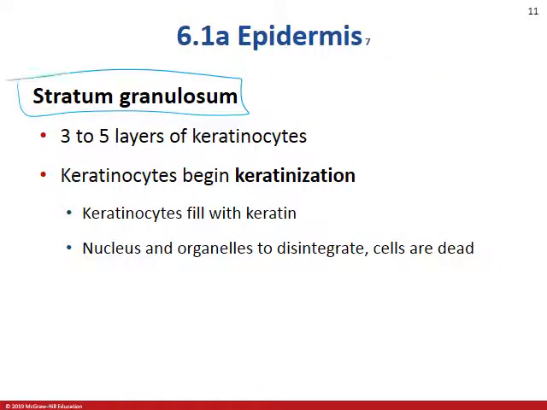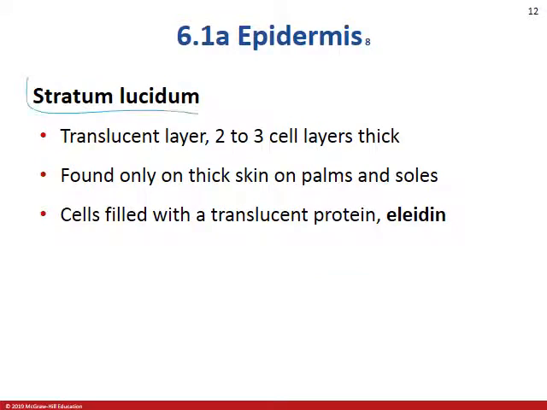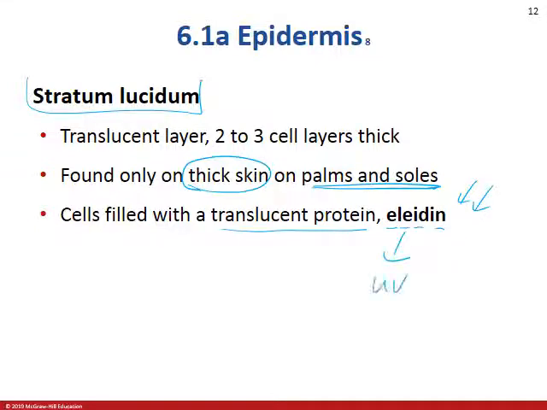Next up, we have stratum granulosum. These are still keratinocytes. They begin producing tons of keratin, and when the keratin fills, you'll see the nucleus and the organelles start to break down. Stratum lucidum is the next layer up. This is superficial to the stratum granulosum, and this is found only in thick skin on the palms and the soles of our feet, and it's filled with this translucent protein. This is kind of an intermediate of the breakdown of keratin, and it's eleidin. And this actually helps protect against UV damage to any tissue below.